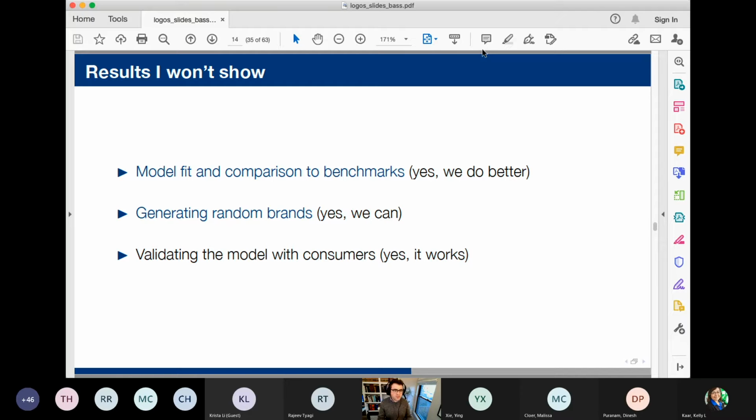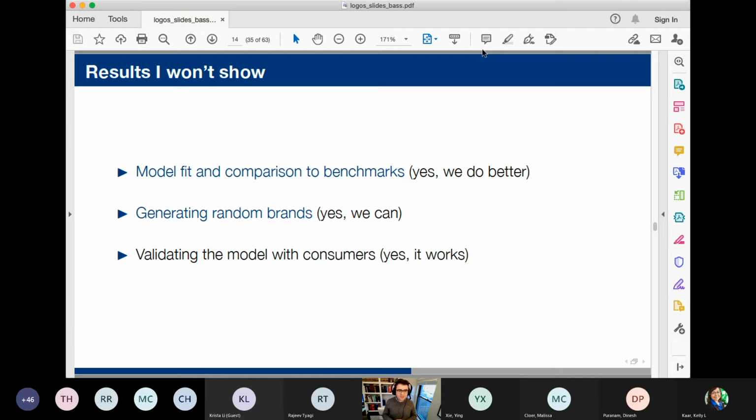Among those new things, and among the things that we've been recently working on that I'm not going to show today, are things like model fit and comparisons to some benchmarks. So we have compared this framework to a lot of these standard frameworks or even cutting edge frameworks that have been introduced in the multi-view representation learning space. And yes, we can do better than these in terms of a host of different metrics, anywhere from reconstruction error to out of sample predictive fit.